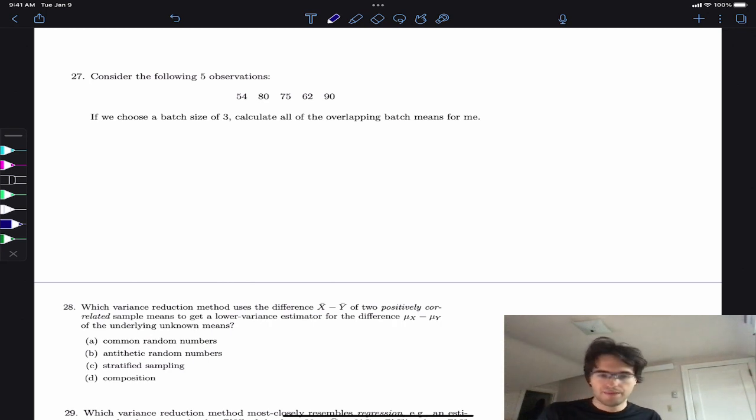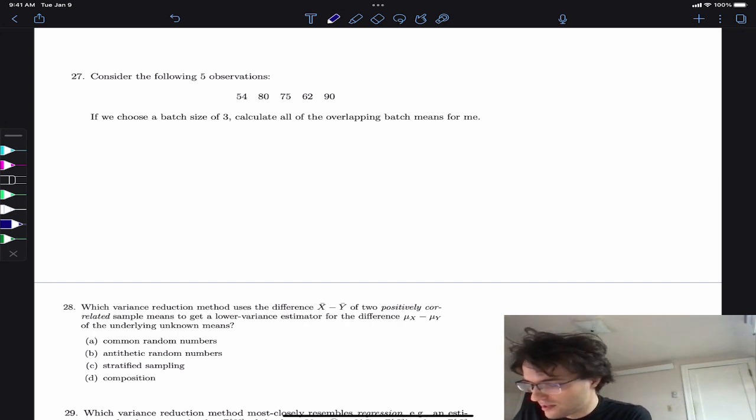Question 27. Consider the following 5 observations: 54, 80, 75, 62, 90. If we choose a batch size of 3, calculate all of the overlapping batch means for me. Basically, the first batch mean is going to be the mean of those, the second batch mean is going to be the mean of these, and the third batch mean is going to be the mean of these 3 guys.